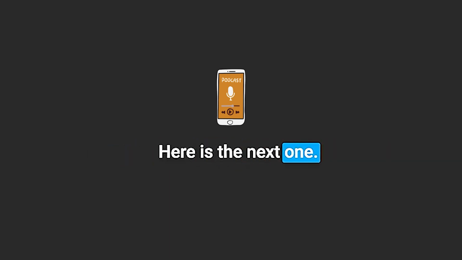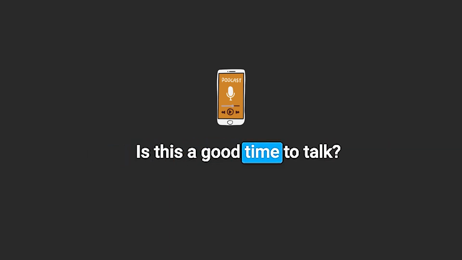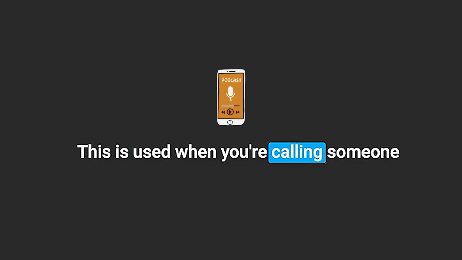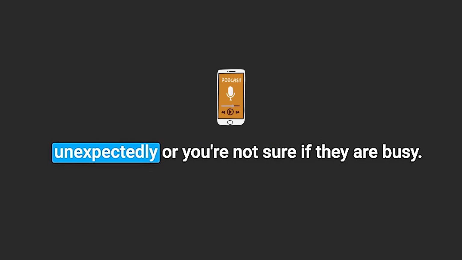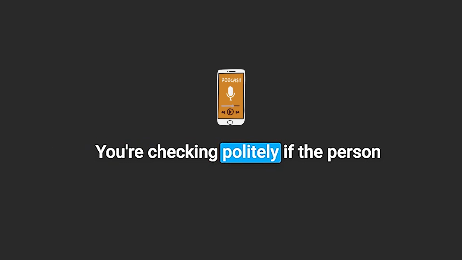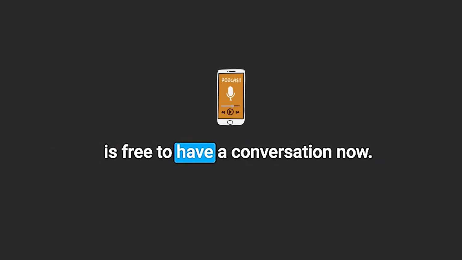Here is the next one. Is this a good time to talk? This is used when you're calling someone unexpectedly or you're not sure if they are busy. You're checking politely if the person is free to have a conversation now.